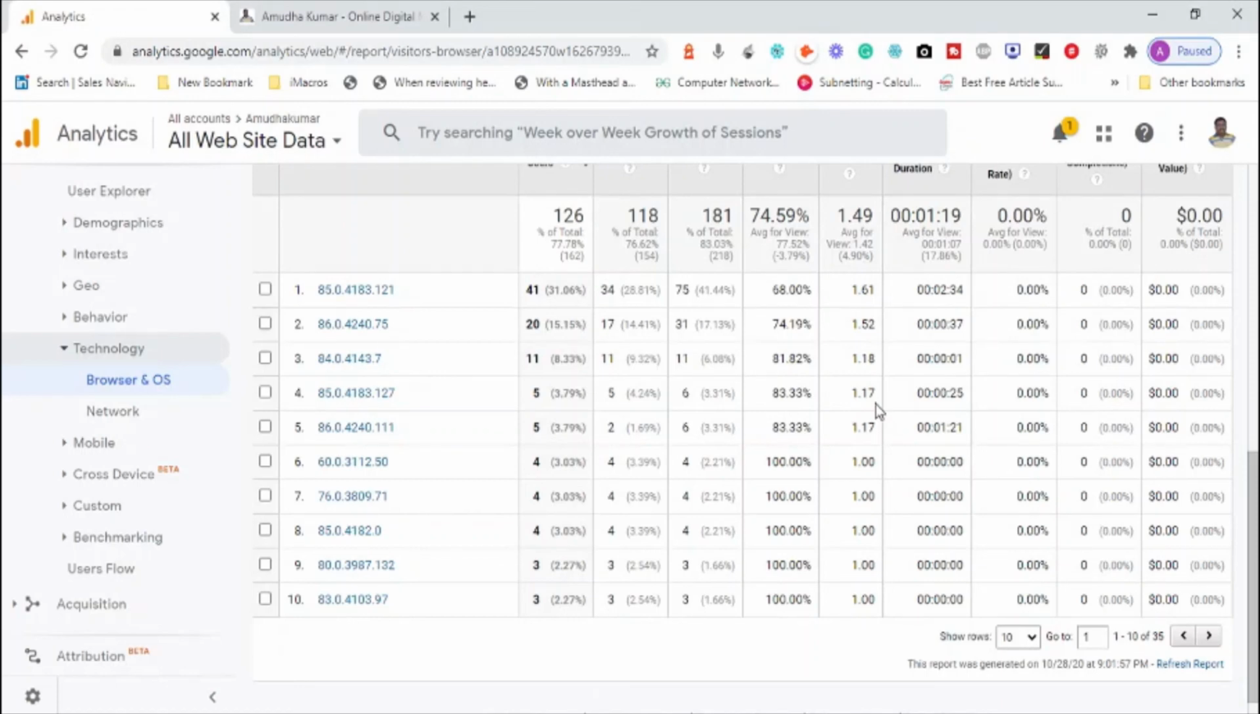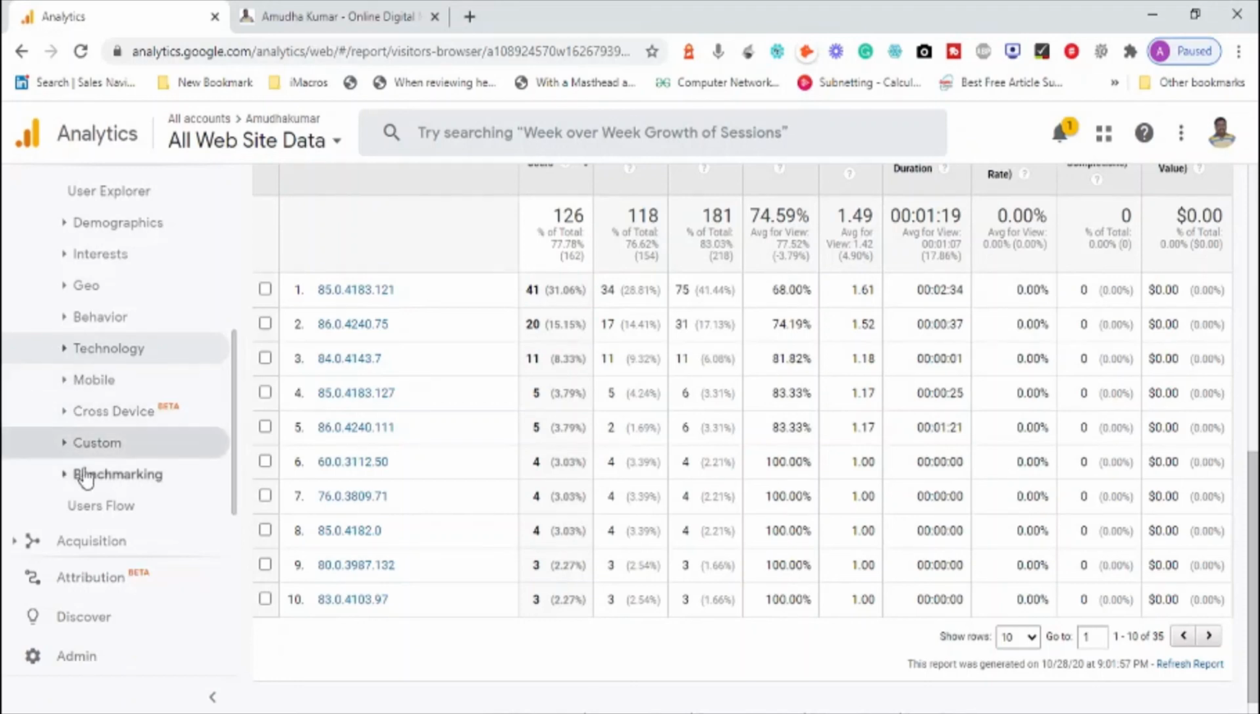So this is basically technology. Even mobile will have more information like this. We will be discussing mobile, cross device, custom, benchmarking, users flow, and all other topics in the upcoming sessions.